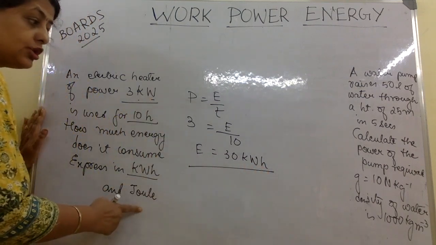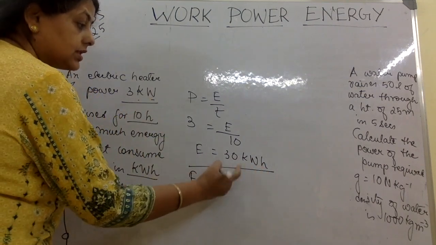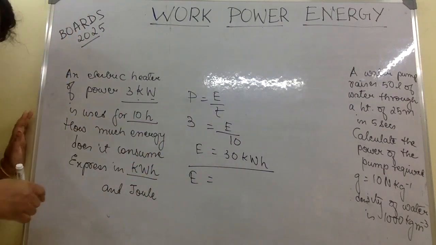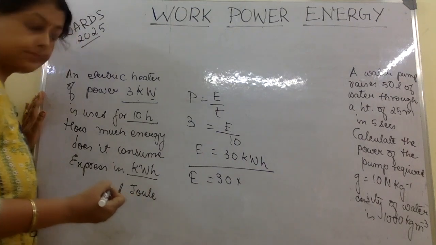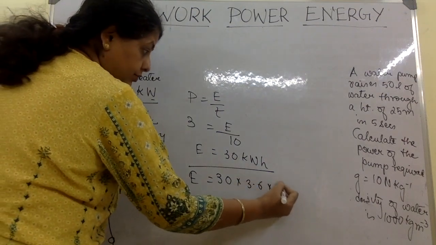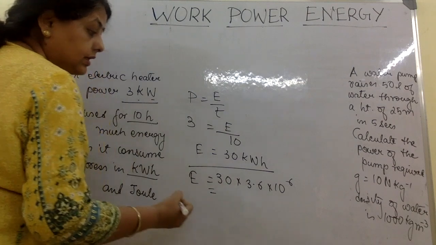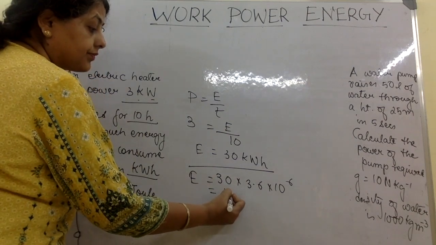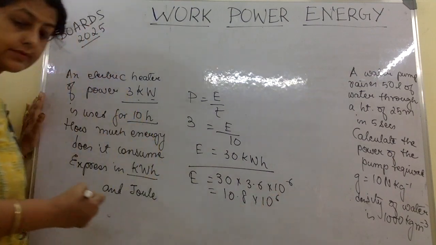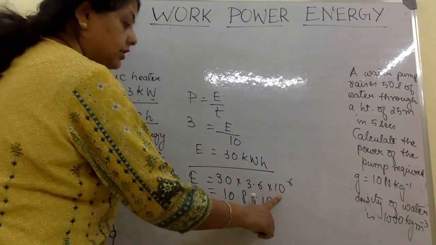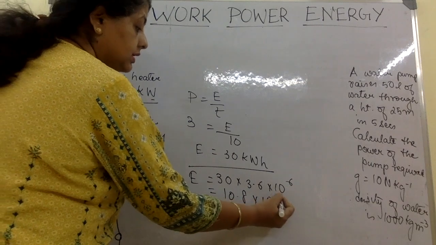Here let me find it in joules. Then energy, this is in kilowatt hour. Let's convert it to joules. This is simply 30 into 3.6 into 10 to the power 6. Okay, that makes it 10.8 into 10 to the power 6. 10.8 into 10 to the power 7.